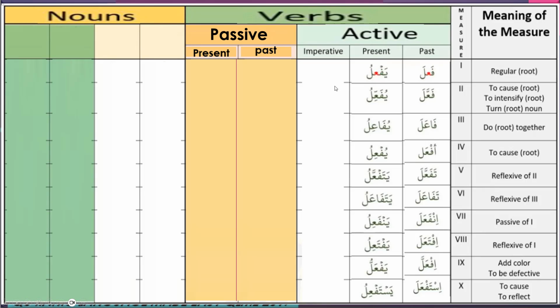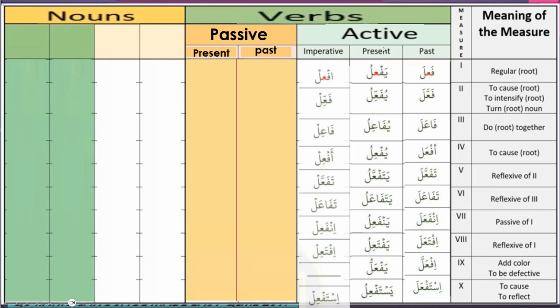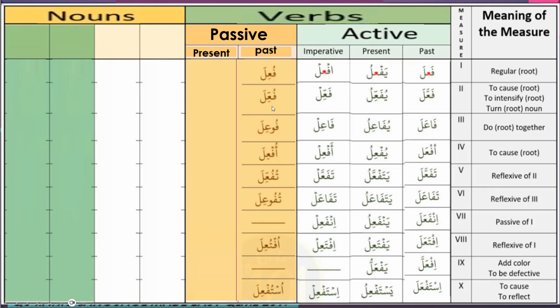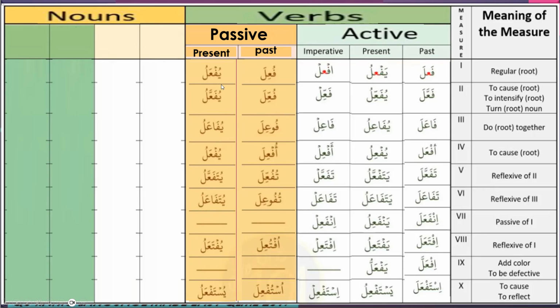And then we have amr, or imperative command, it's going to be fa'ala, yaf'alu, if'al or fa'il, and the last one is istaf'il. And about the passives, the majhul, we have the past passive, madi majhul. That is, we have fa'ala becomes fu'ila, fu'ila, fu'ila, and all the way up to ustuf'ila. And the mudari majhul, the present passive, would be fa'ala yaf'alu becomes yuf'alu, yufa'alu, all the way until yustaf'alu.